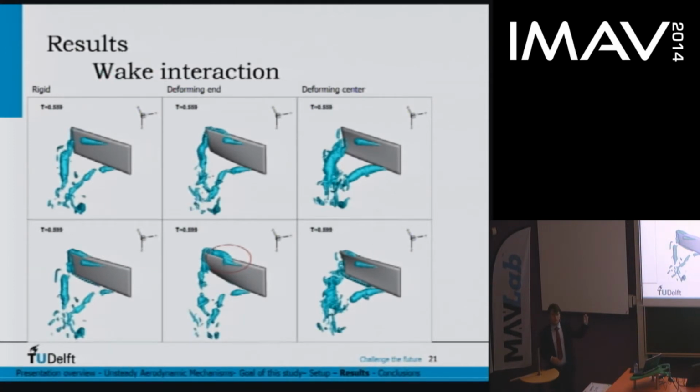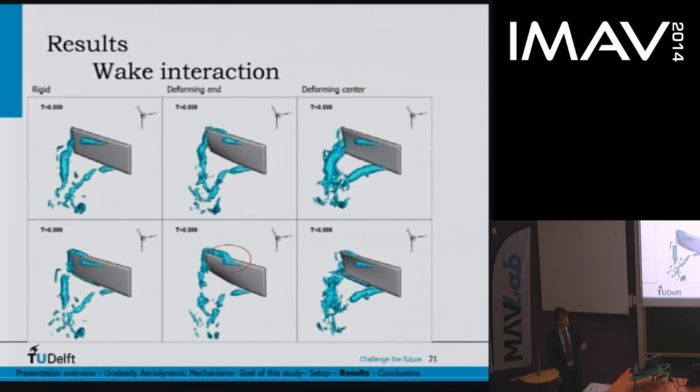So these are isosurfaces of the pressure, negative pressure. Like I said, vortices create low pressure regions. So plotting isosurfaces of negative pressure will show you these vortex structures. Now what you see in front of the wing is the vortex shed from the previous stroke.